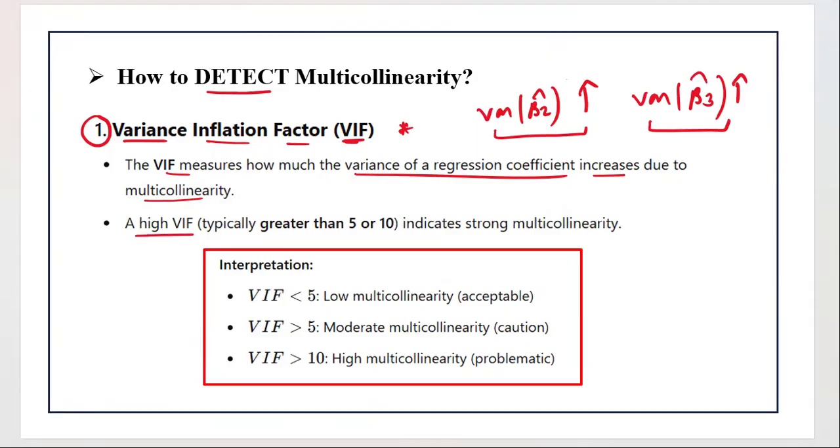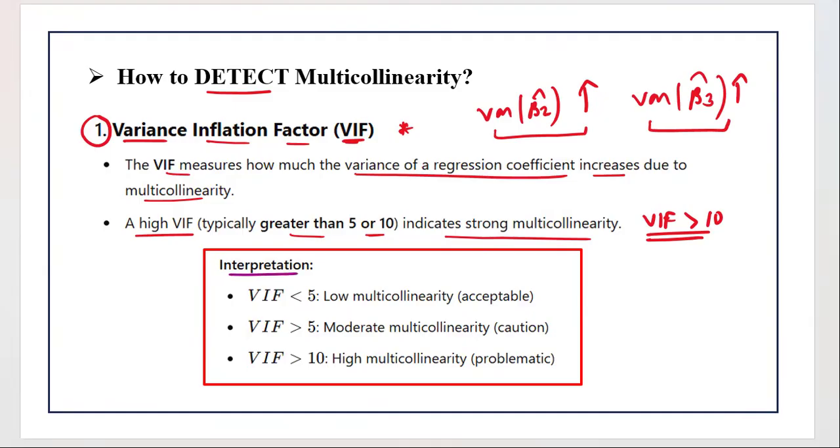A high variance inflation factor, typically greater than 5 or 10. Usually we say if VIF is greater than 10, then it's a serious problem. It's a serious threat to the regression that we are using. But if it is still greater than 5, we can say that multicollinearity is present in your model. And this is basically the thumb rule.